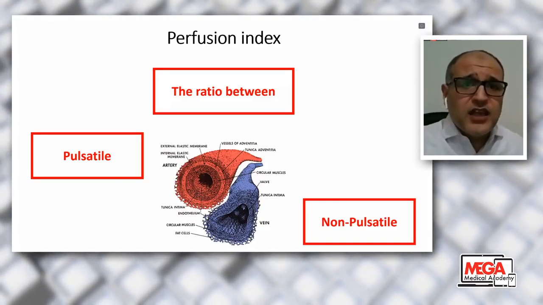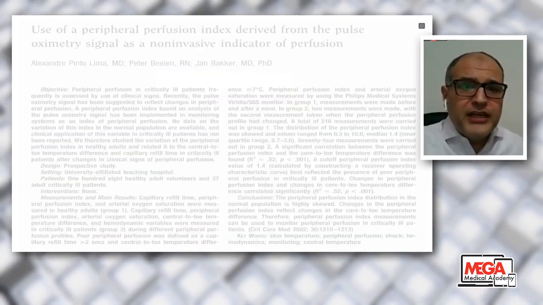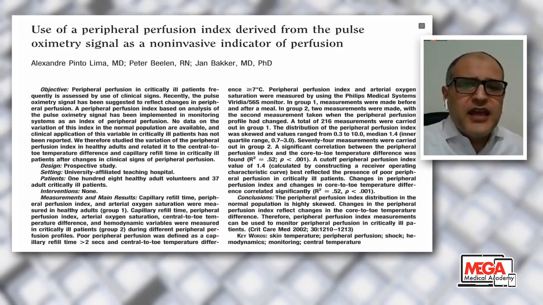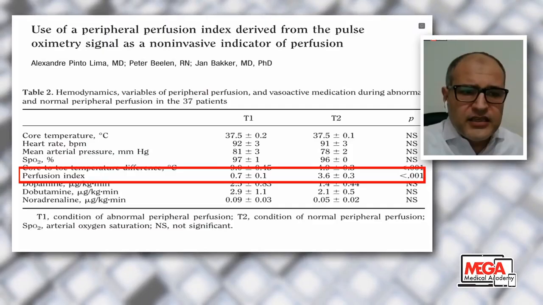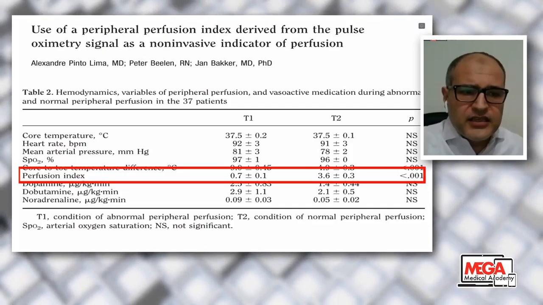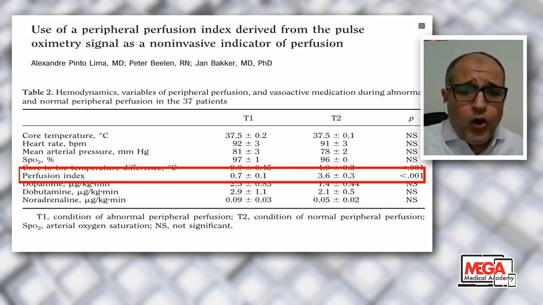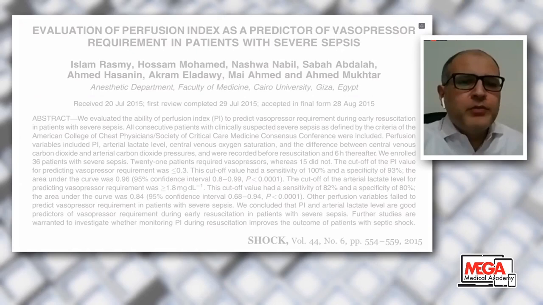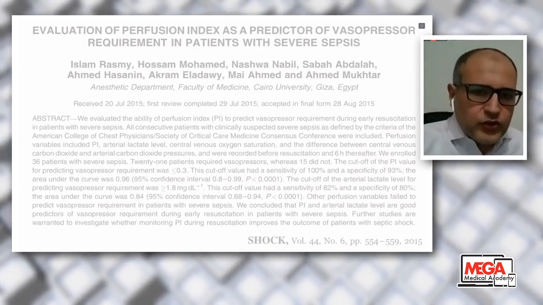In this study, the perfusion index was measured in critically ill patients, and they found that survival was lower when there was impaired perfusion, that means a lower perfusion index. This study was performed in our university, in Cairo University, and I was one of the authors of this study.